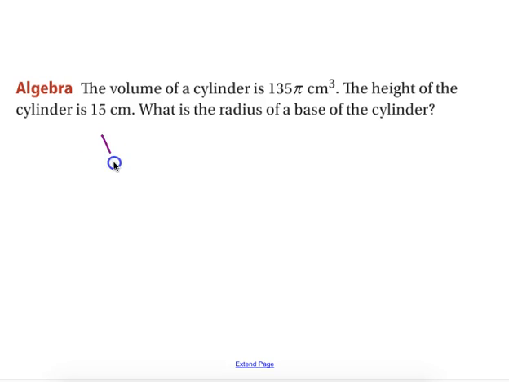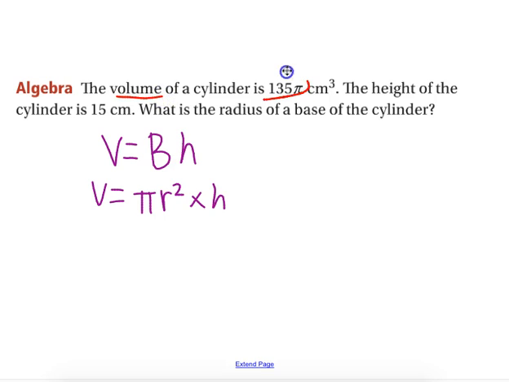So again, just start off with your formula. Volume equals base area times height. Well, what is our base again? It's a circle, so I know my base area is pi r squared times height. Now let's plug in what they give us. The volume of the cylinder is 135 pi, so that's going to go over here. 135 pi equals pi. Do we know what our radius is? Nope, so that stays as a variable. And then they tell us the height of the cylinder is 15 centimeters, so times 15.